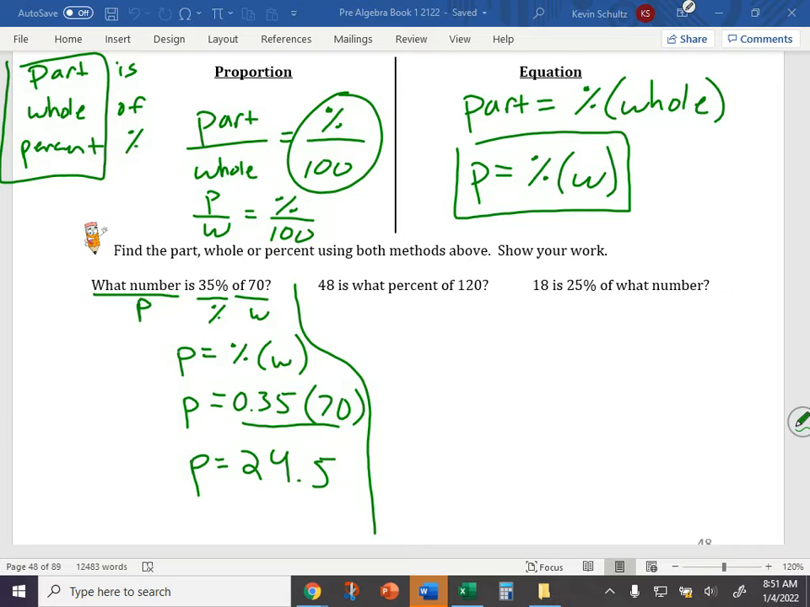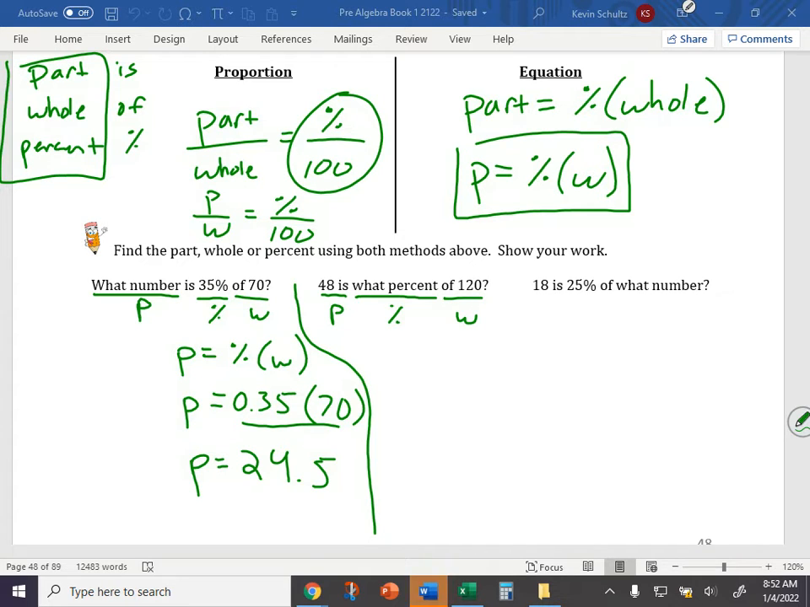What's our part here? Lexi? 48. 48 is, you see the word "is," that's going to be our part. What's our percent? Shay? Just the word percent. Right. What percent? In this case, this is what we are solving for. And what's our whole? Tony. 120. Follows the word "of."